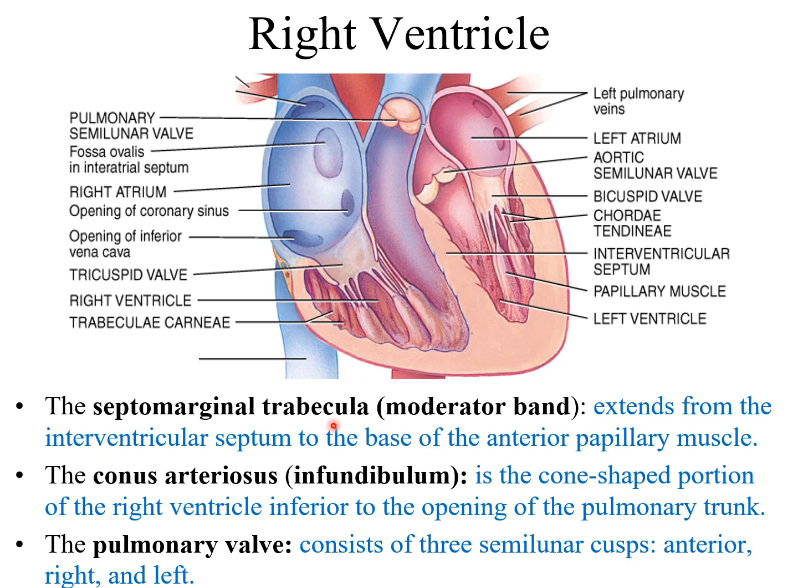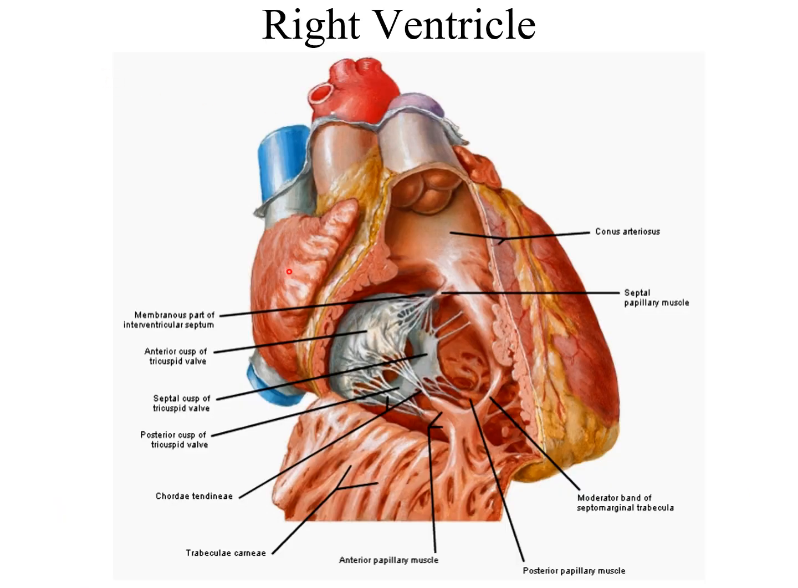So in the conducting system you will see the right bundle branch. The importance of this septomarginal trabeculae is that it contains the moderate band, which means it contains the right bundle branch from the conducting system of the heart. The conus arteriosus we already discussed. The infundibulum is a cone shaped portion of the right ventricle inferior to the opening of the pulmonary trunk, and the pulmonary valve consists of semilunar cusps, one anterior and two posterior, as right and left. So this is all about the right ventricle.